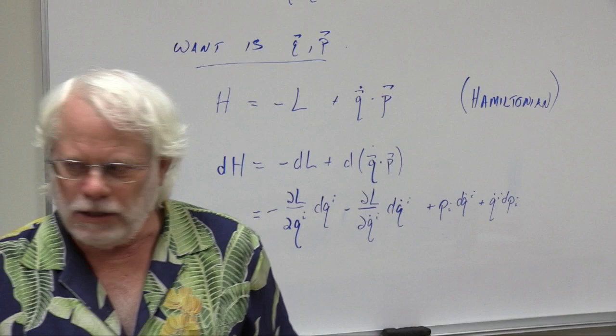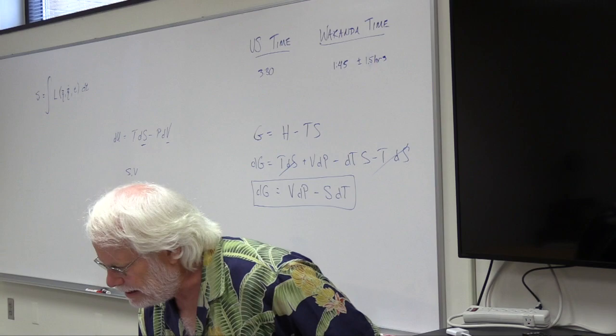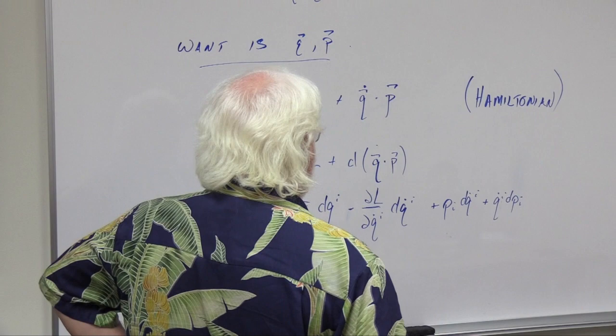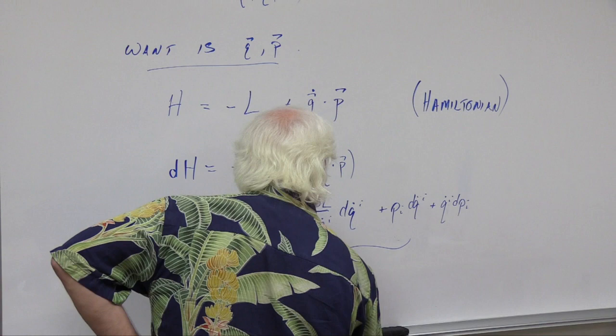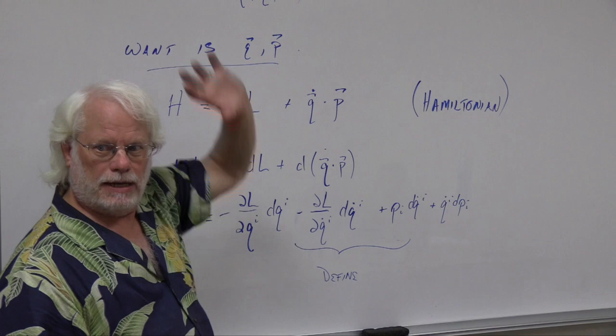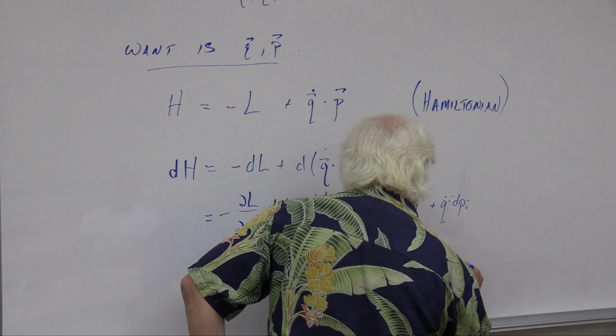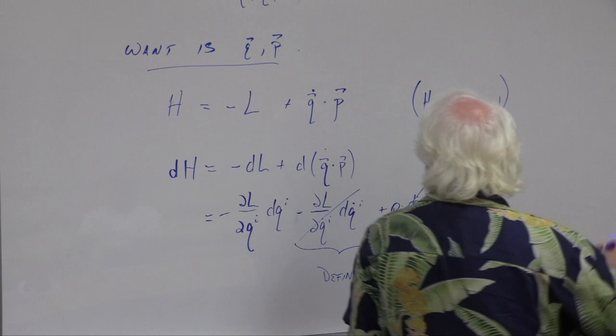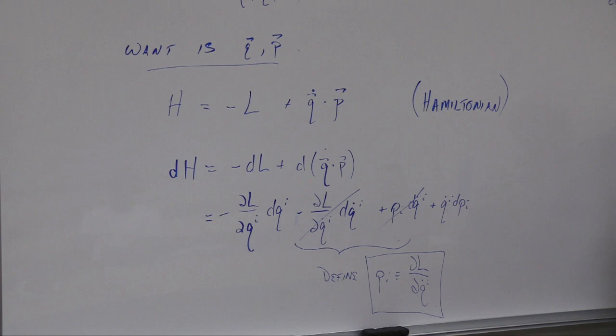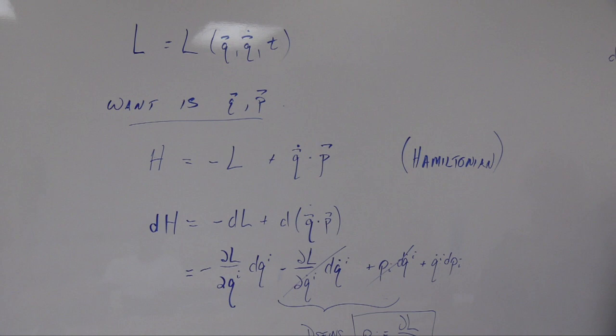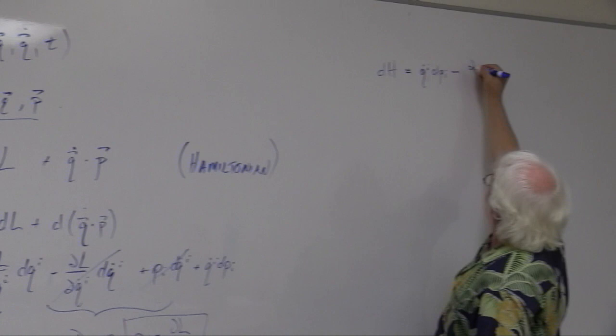So how does that work out? Something ought to cancel there, right? What we're going to have cancel is the velocity dependence. So we're going to define, and this is the usual definition, we could have made this definition back here, Pi to be the partial of the Lagrangian with respect to Qi dot. And in that case, these two cancel, and the differential of the Hamiltonian is equal to the sum Qi dot dPi minus partial L with respect to Qi dQi.